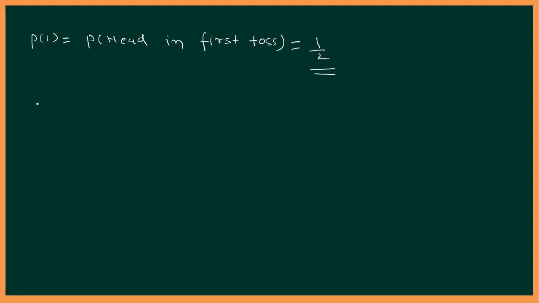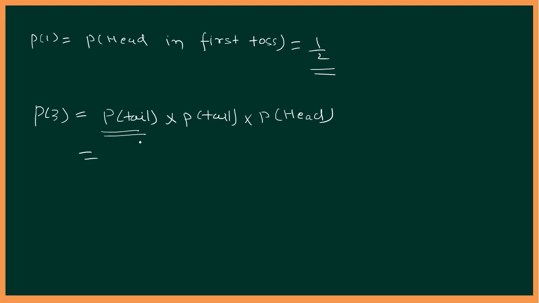Now calculate P3. P3 is the probability of getting head in the third attempt. So the probability of getting head in the third attempt means in the first attempt you got tail, in the second attempt also you got tail, and in the third attempt you got head.